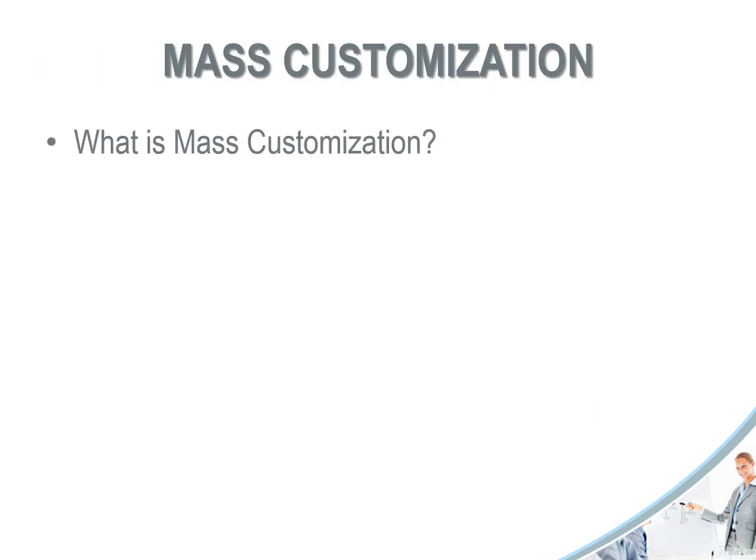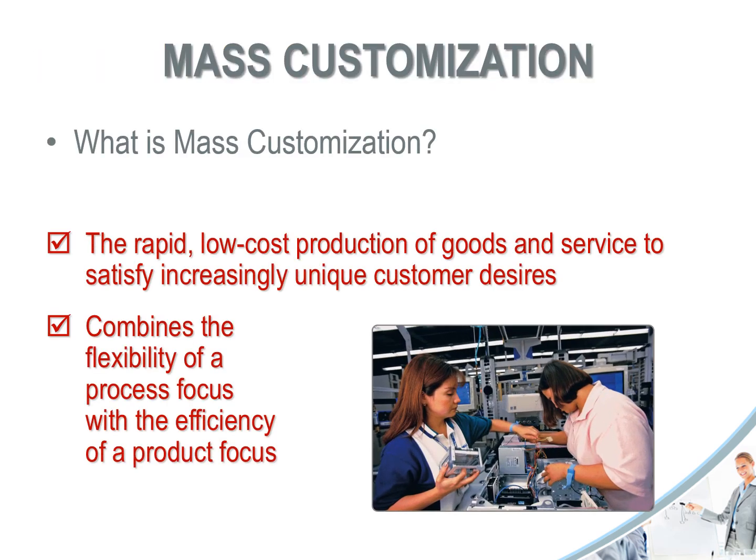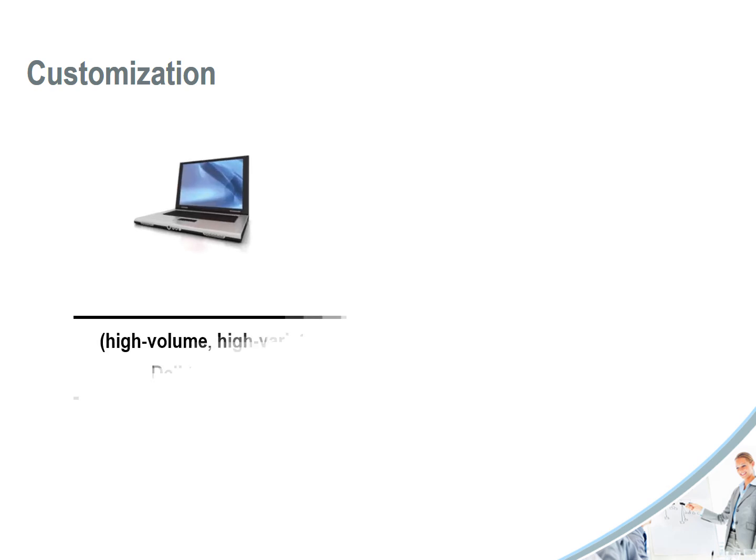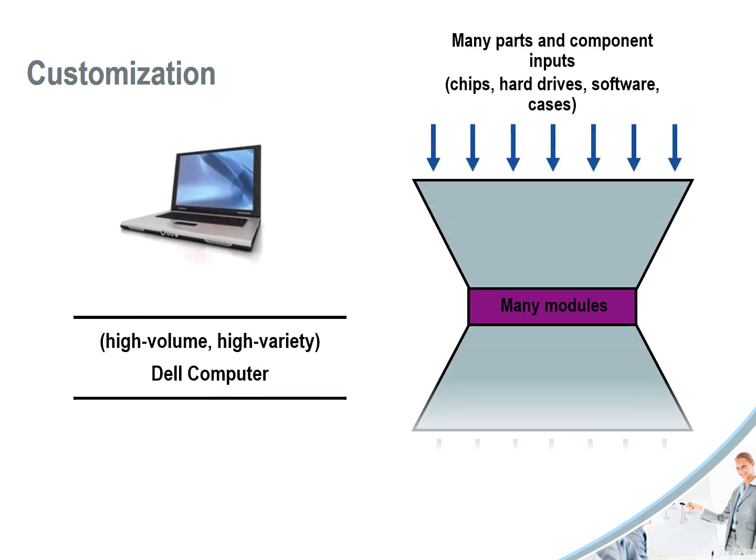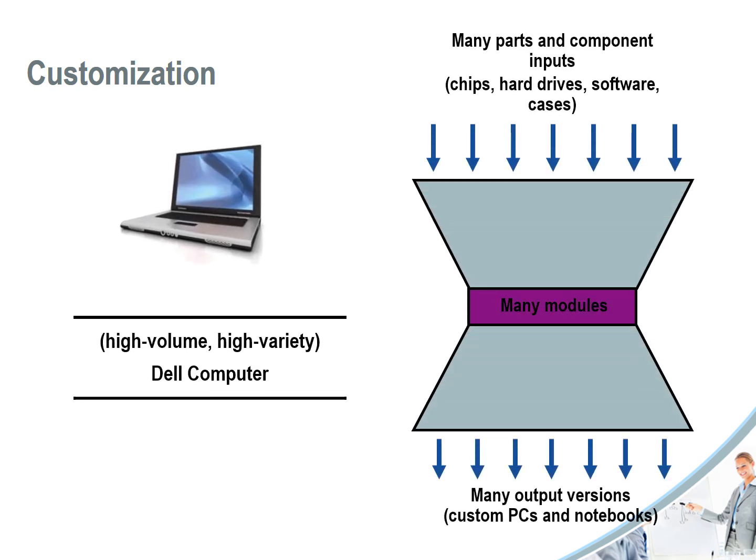Mass customization is a rapid, low-cost production of goods and services to satisfy an increasingly unique customer desire. It combines the flexibility of a process focus with the efficiency of a product focus. So mass customization might be Dell computer. You have all kinds of inputs: chips, hard drives, software, cases, etc. And they produce a variety of different outputs, different processor speeds, different graphic modules attached, and so forth.